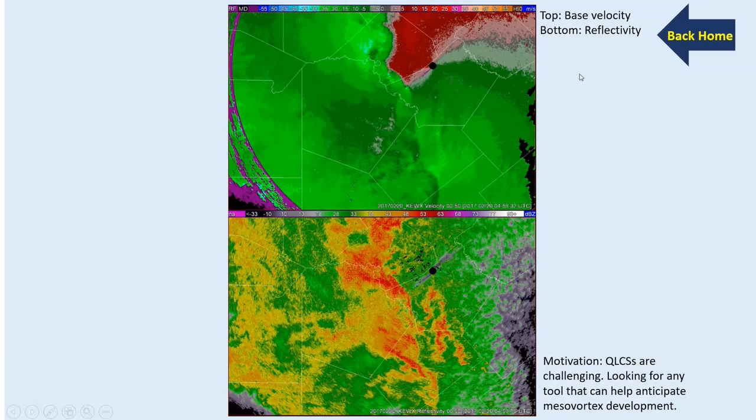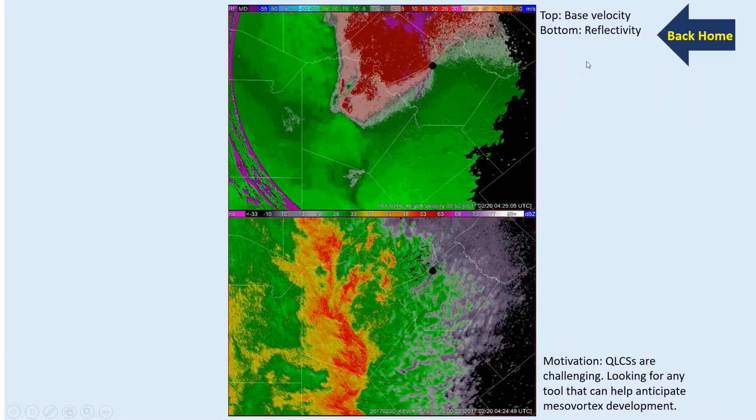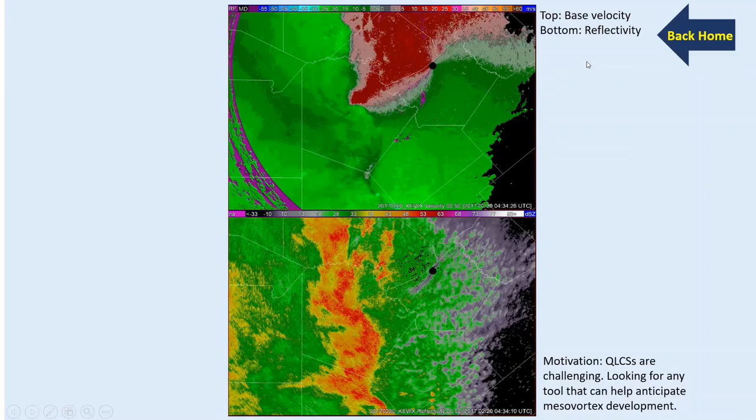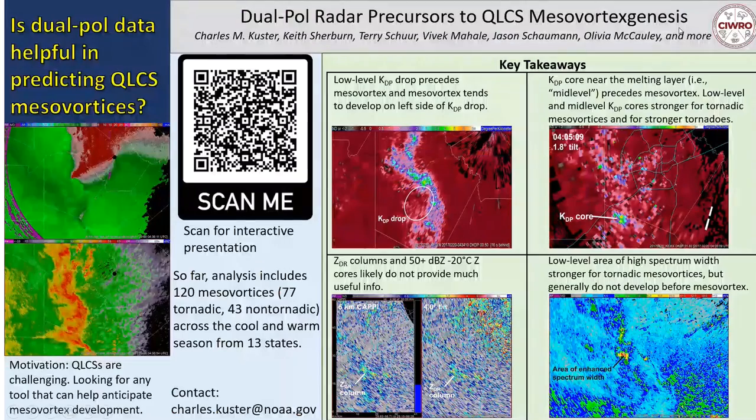So really, we're just looking for any type of tool that might be able to provide some information about the characteristics of these mesovortices. So we're going to step through each of these key takeaways one by one. For the analysis that we've done thus far, that includes 120 mesovortices across 13 different states. There's also a QR code that you can scan that will take you to a semi-interactive presentation with more information.